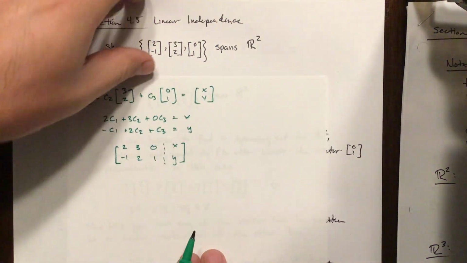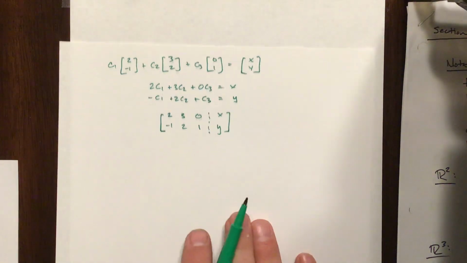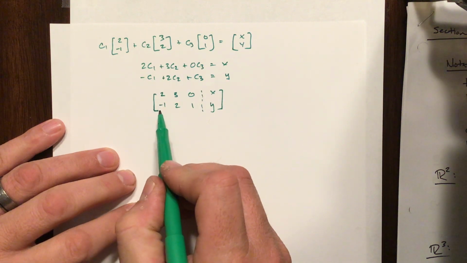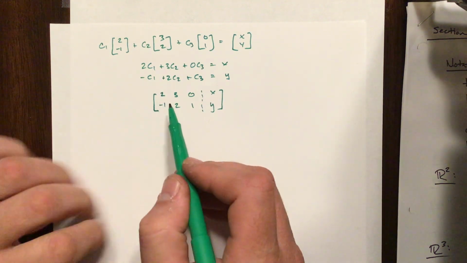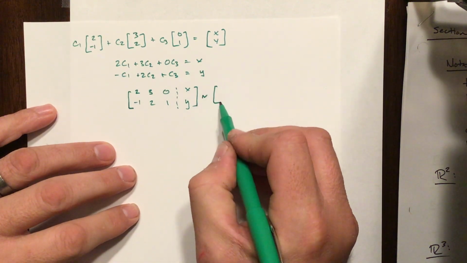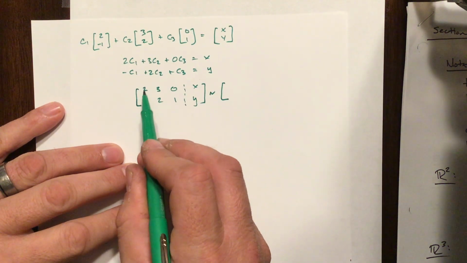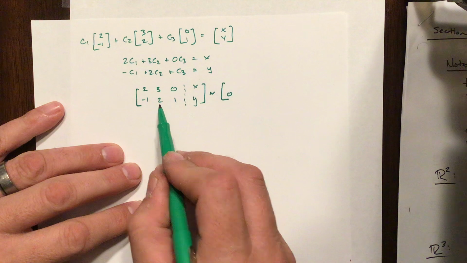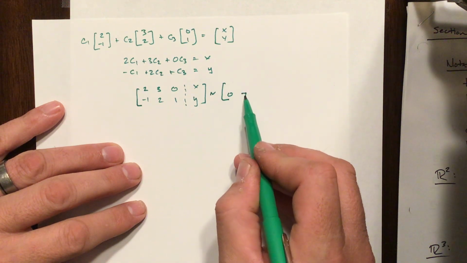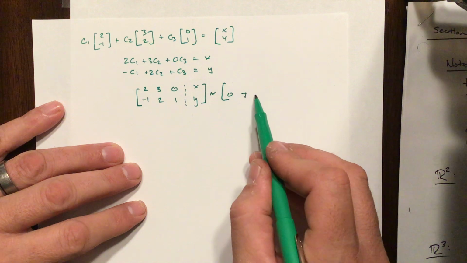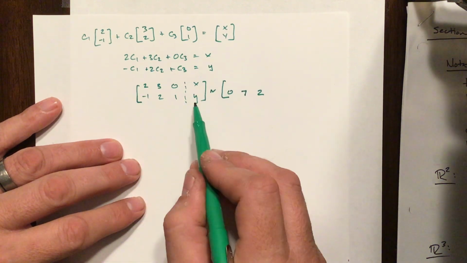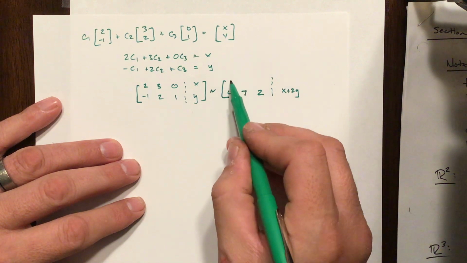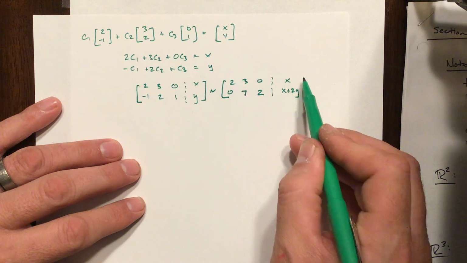So how do we row reduce this? Let me get rid of this in the background. Let's go 2 times row 2, add it to row 1, and see what we get. So this is negative 2, and 2 plus negative 2 is 0. 3 plus 4 is going to be 7. And 0 plus 2 is going to be 2. And x plus 2y goes right here. And that's 2, 3, 0, x.